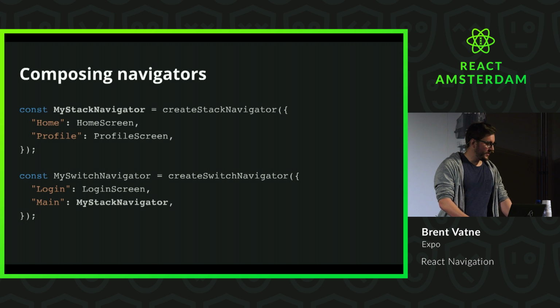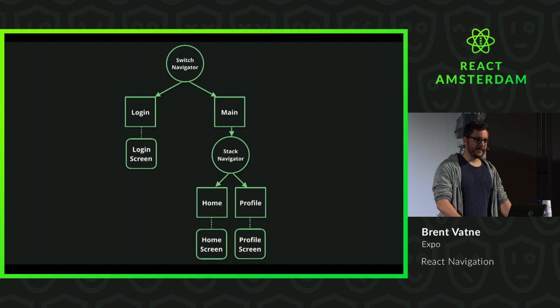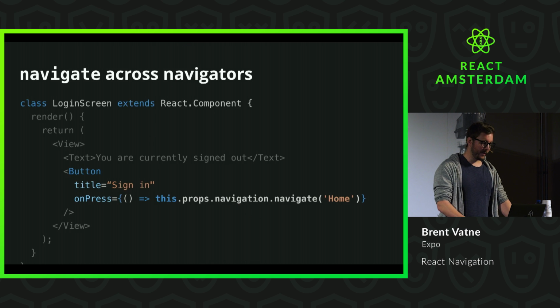So here we have a stack navigator where we have a couple of screens in it. And then we have a switch navigator that contains the stack navigator on the main route. So what this looks like is this, right? We have switch, has login, main. Login has a login screen. Main has a navigator, which has these other things inside of it. And what this lets us do is from the login screen, we can navigate to the home screen. And that will just work.